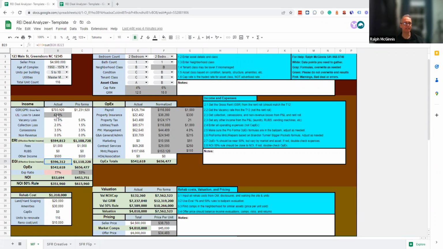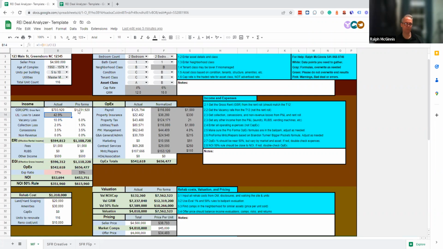So the loss to lease, hold on one minute. I don't use this very often. Okay, so the loss to lease is what you could have if you use market rents instead of where you're at right now. If you're at a sub-market rent, that's the loss to lease. So that shows you how far below market rent you are.